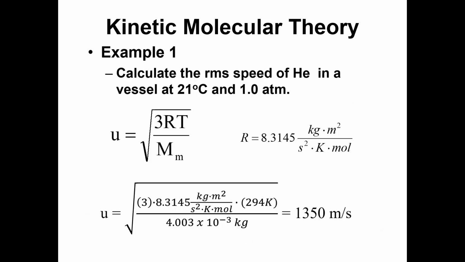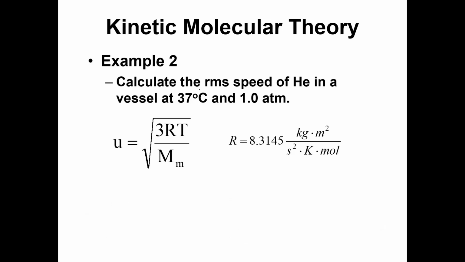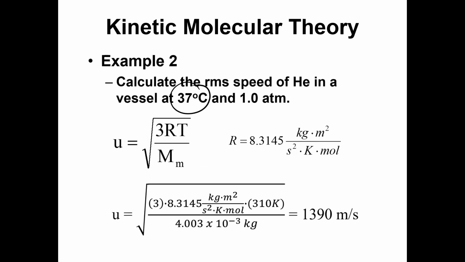So here it just worked out nicely, 294. Now if we take that same gas and we increase the temperature to 37, all that's changing is T, right? So all we're going to change is, and I'm going to bring it up, the only difference is here, this went up from 294 to 310. And we do see an uptick in molecular speed from 1350 to 1390, right? So that makes perfect sense.